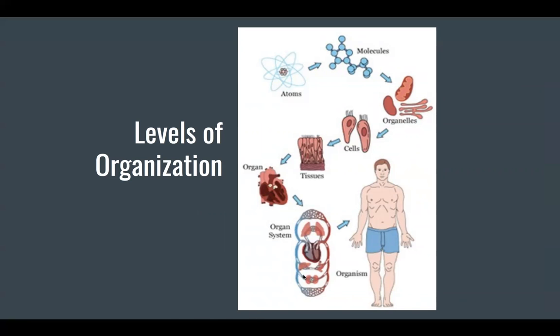And then organ systems, multiple organ systems combine to make an organism. This one's combining to make a human, but it's the same no matter what kind of organism it is. We go from atoms to molecules to organelles to cells, tissues, organs, organ systems, and organisms.